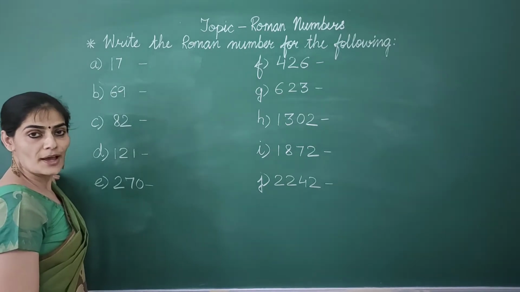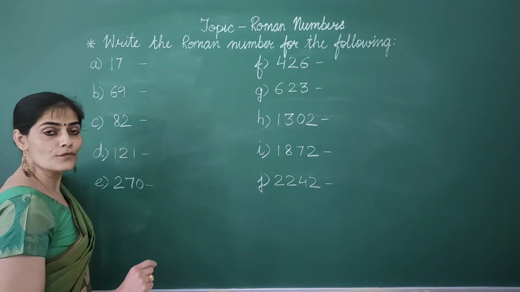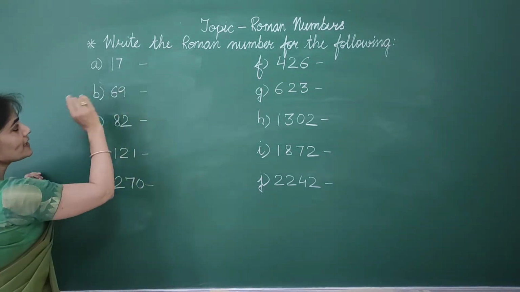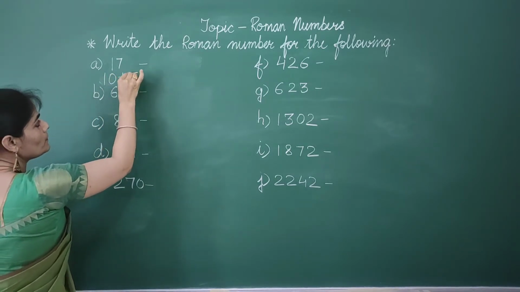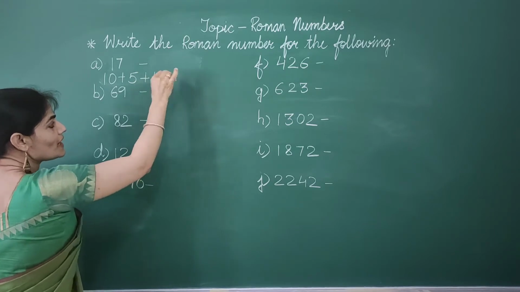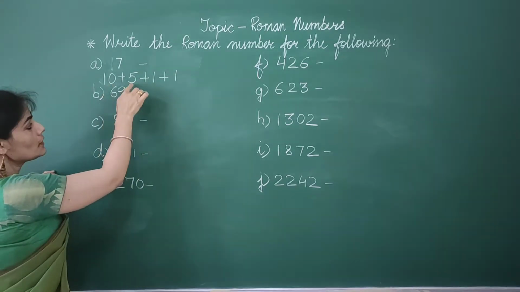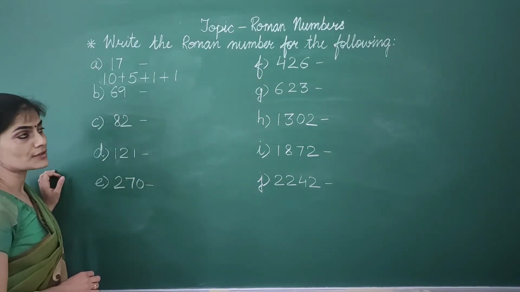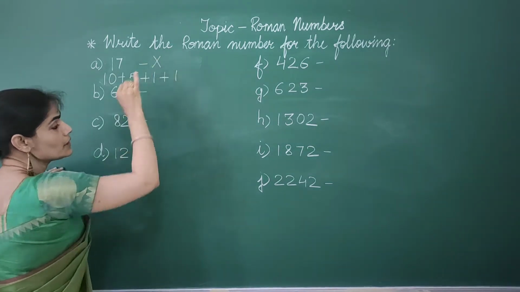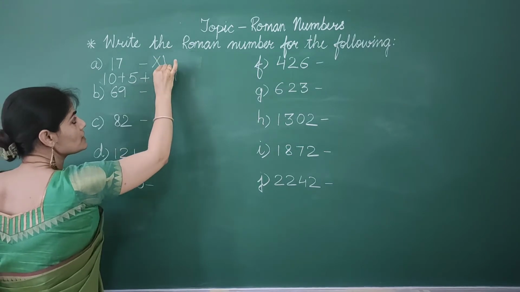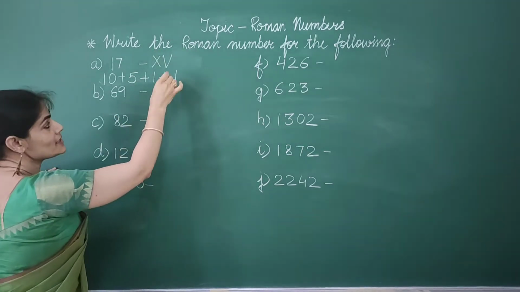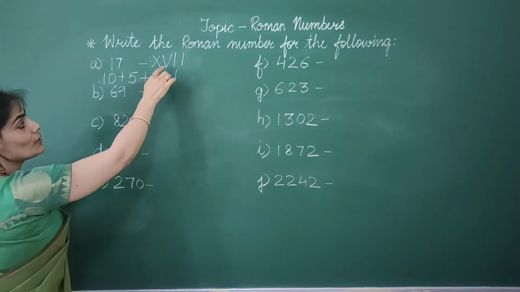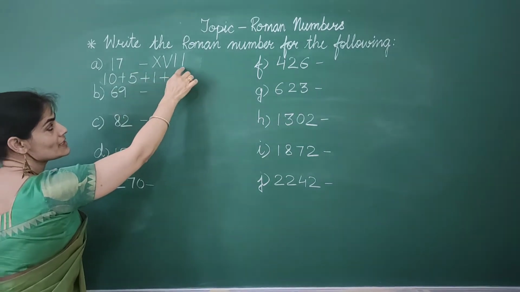I'm going to break this number 17 into a combination for which we have basic symbols in Roman numerals. So I write 17 as 10 plus 5 plus 1 plus 1. Do we have a symbol for 10, 5, 1? Yes, we do have symbols for 10, 5 and 1 in Roman numerals. So for 10 we have this symbol X, for 5 we have the symbol V, and for 1 the symbol is I, and as there are 2 1's, so I am putting 2 I's. So the Roman numeral for 17 is this.